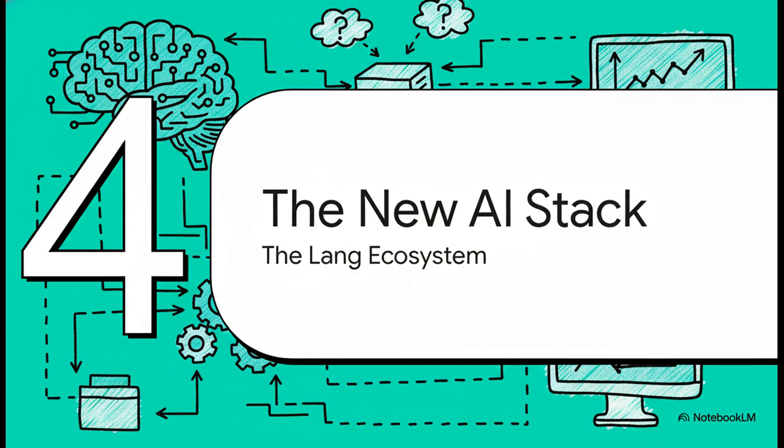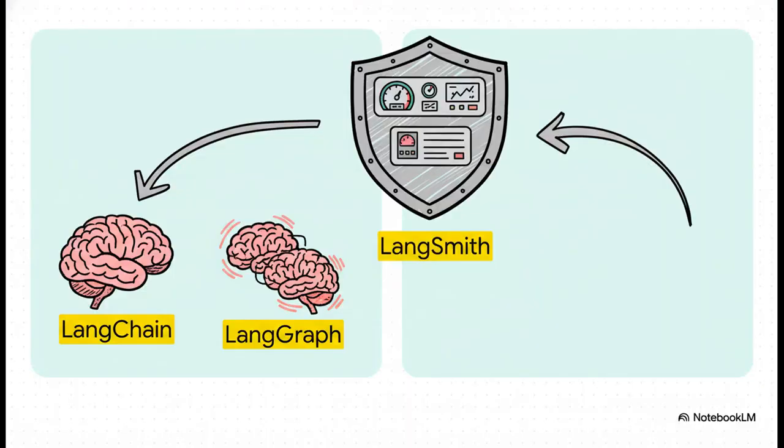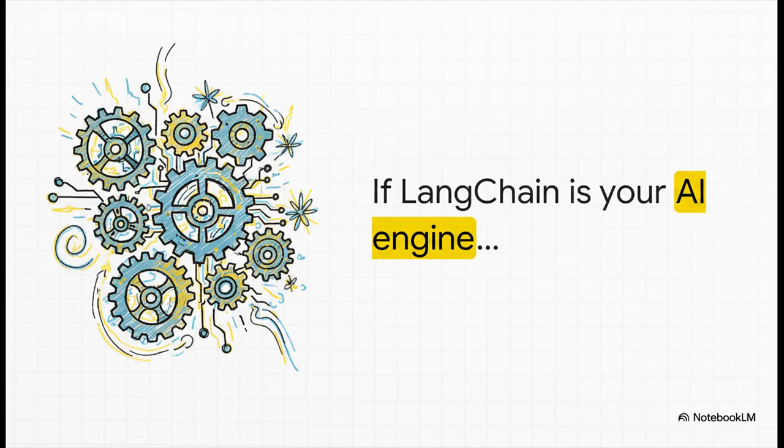And this all brings us to the bigger picture. LangSmith isn't just some standalone tool. It's really becoming a core component of what we might call the new standard stack for AI development. Here's a really simple way to think about how all the pieces of this ecosystem fit together. If LangChain is what you use to build the core logic, the brain of your app, and LangGraph is what you use to connect multiple brains for complex workflows, then LangSmith is the accountability layer that keeps them all in check.